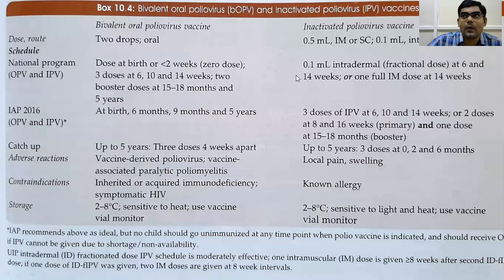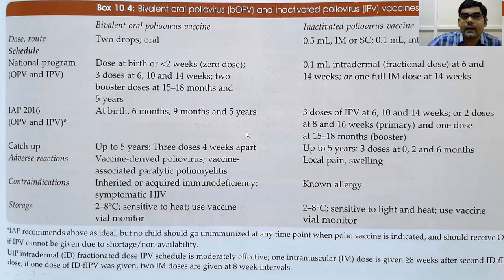Okay, and the national program, why national? In the national program, the government advised to give 0.1 ml intradermal at 6 weeks and 14 weeks. Do not confuse this. If you have IPV, you can give at 6 weeks and 14 weeks. Sometimes there is some shortage of IPV in some centers. If IPV is not available at 6 and 14 weeks, we will give OPV at 6 and 14 weeks, or 1 full IM dose at 14 weeks.